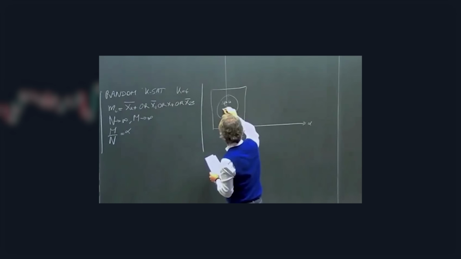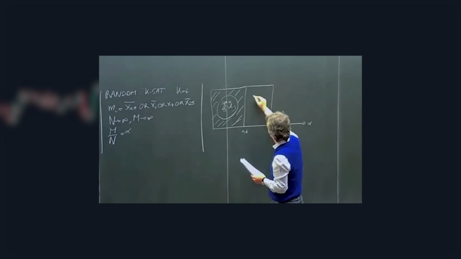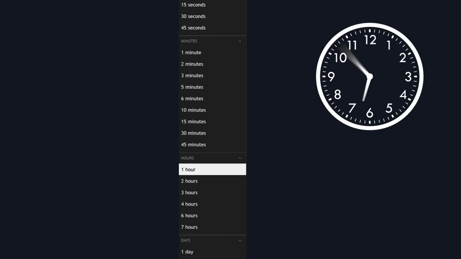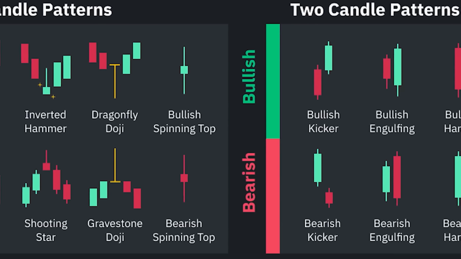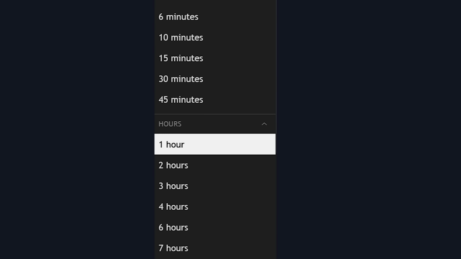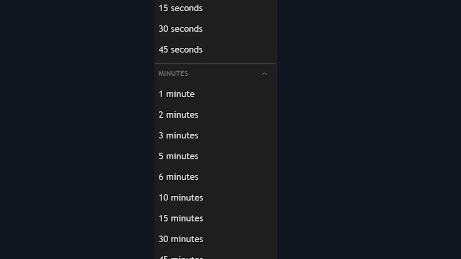Let me show you the exact advanced strategy I use to achieve strong returns year after year. First, you want to focus on higher time frames. Any time frame at or above the 1 hour chart works much better. Candlestick patterns are significantly less effective on lower time frames, so this is absolutely crucial for your success.